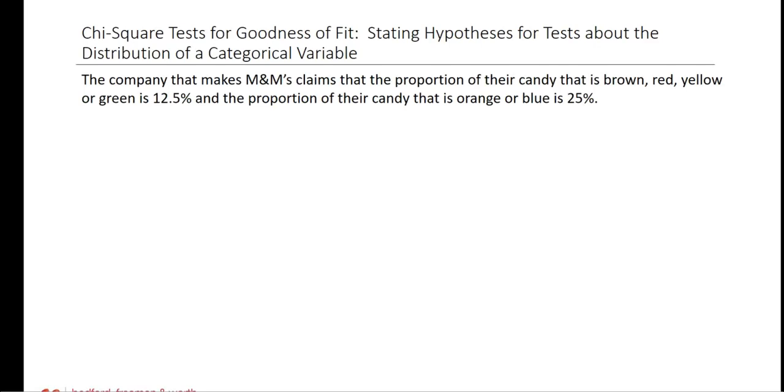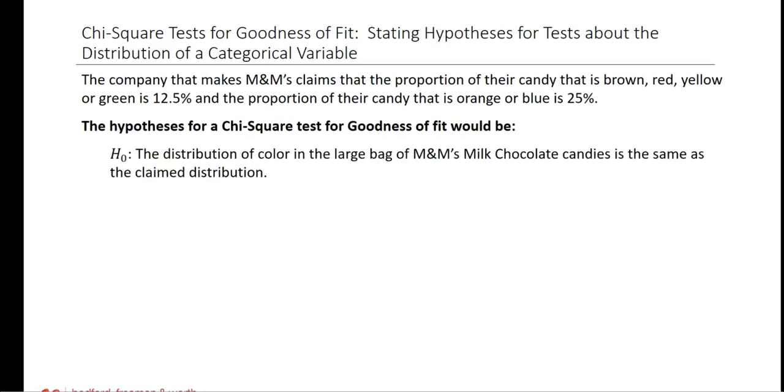So the company that makes M&Ms claims the proportion of candy that is brown, red, yellow, green is 12.5%, and orange or blue is 25%. The hypothesis for a chi-squared for goodness of fit test would be the distribution of color in a large bag of M&Ms is the same as what they claim. There's nothing unusual. The null is whatever the company claims the percentages are, that's what they are. They're not different than what the company claims, right? There's nothing going on here.